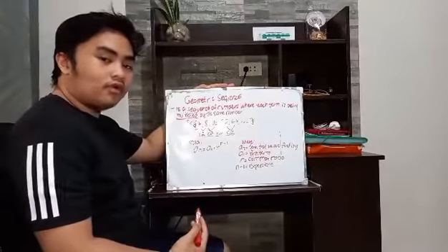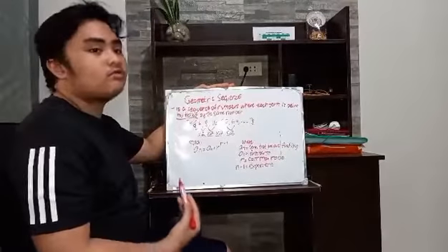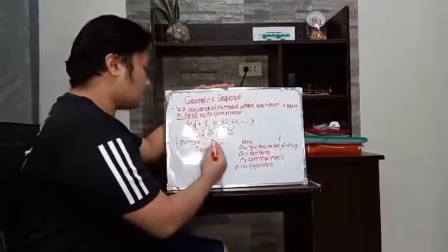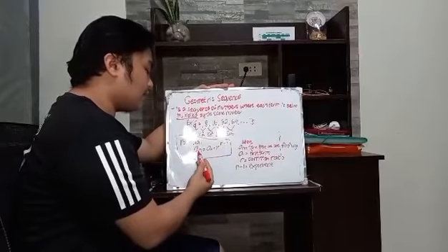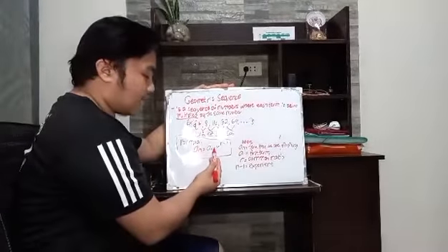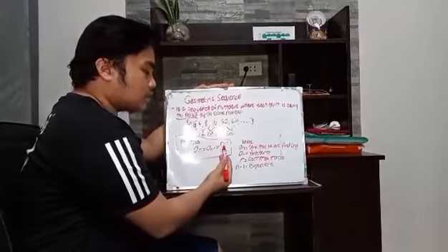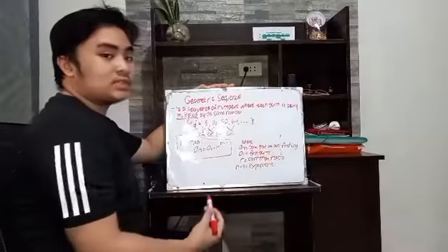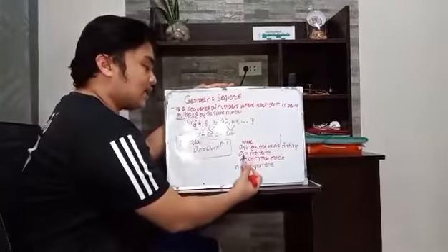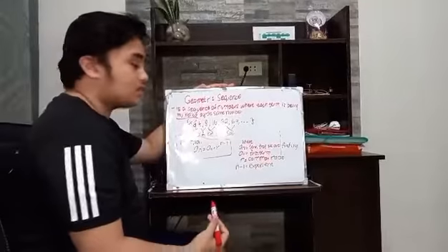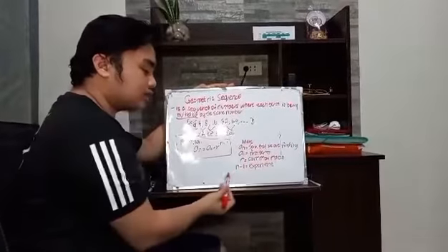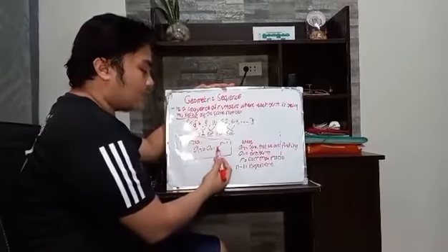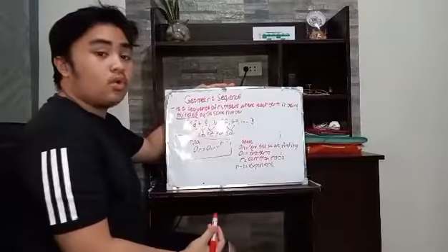Now, for us to solve a geometric sequence, of course, we need to know the formula. The formula for geometric sequence is a sub n is equal to a sub 1 times r raised to the power of n minus 1, where a sub n is the term that we are finding, a sub 1 is the first term, r is the common ratio, and n minus 1 is the exponent. Take note that n minus 1 is the exponent of our common ratio, or the r.